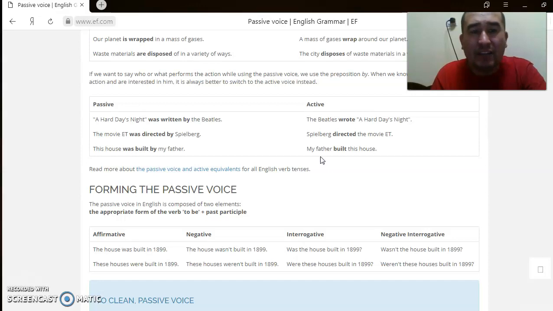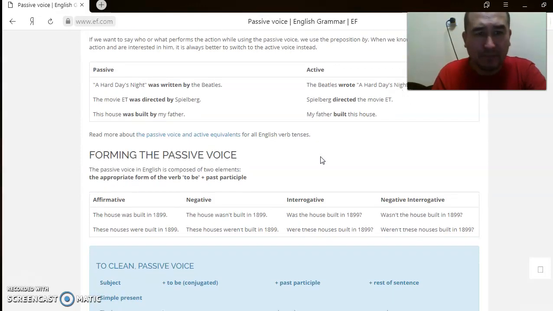A Hard Day's Night was written by the Beatles. The Beatles wrote A Hard Day's Night. The movie E.T. was directed by Spielberg. Spielberg directed the movie E.T. The house was built by my father. My father built this house.